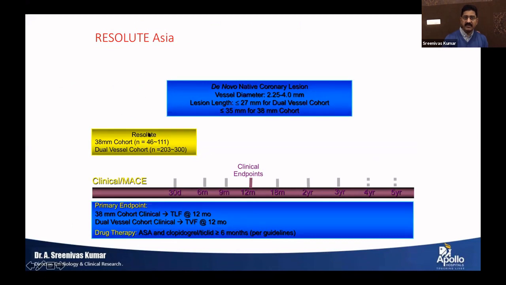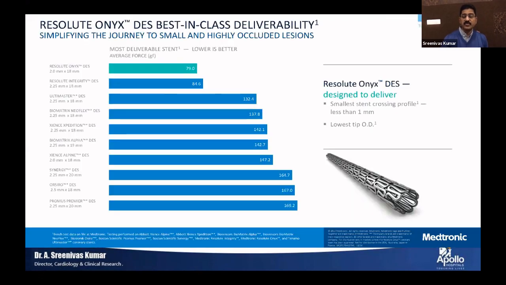Resolute Asia, including the large stents of 38mm and the dual vessel cohort, we were part of this, and a significant number of patients were recruited, and this stent also proved that it will be useful. Then the research went on.